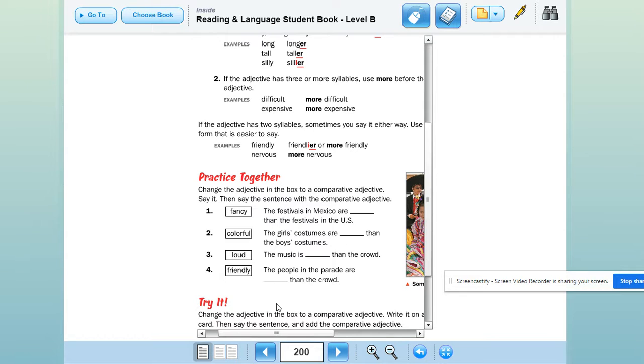So we have fancy, colorful, loud, and friendly. The festivals in Mexico are blank than the festivals in the US. Are they fancier, more colorful, louder, or friendlier?